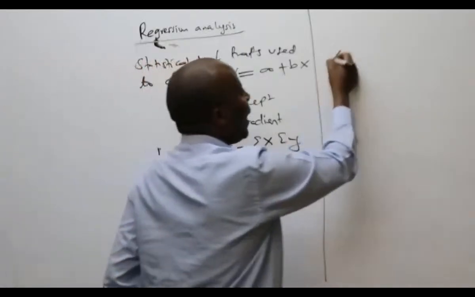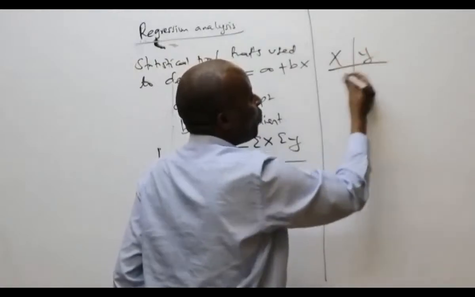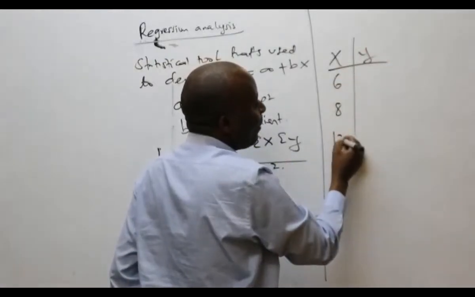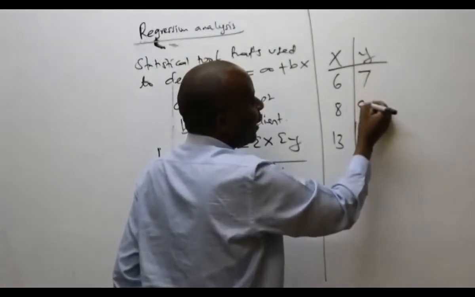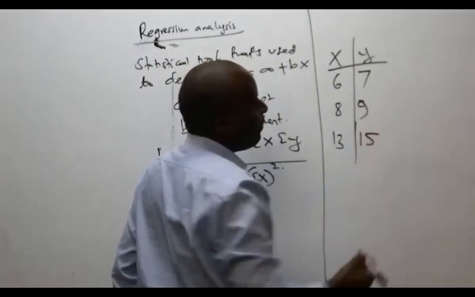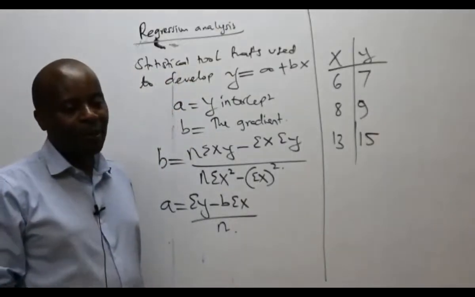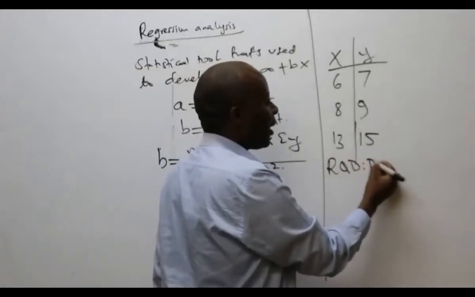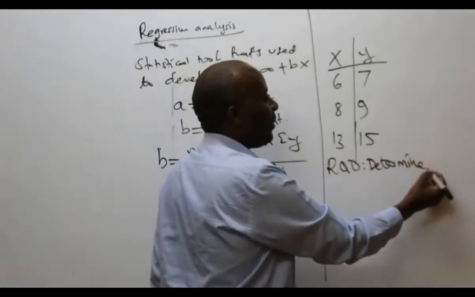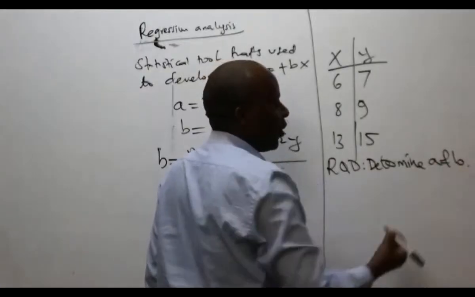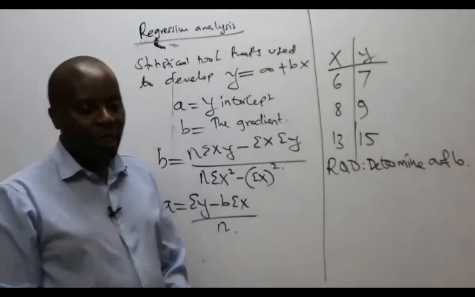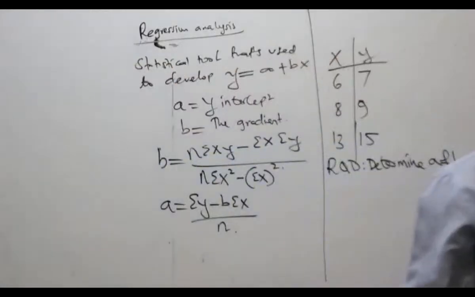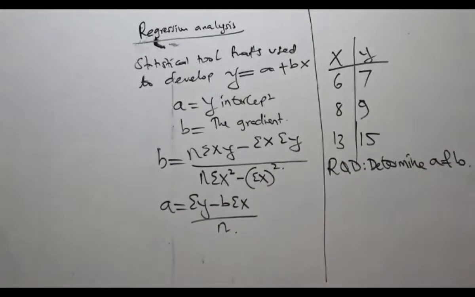Then a short illustration for this. If you are given x and y, perhaps they give you 6, 8, 13, and then we have 7, 9, and maybe 15. And then you are required here to determine a and b using regression analysis.